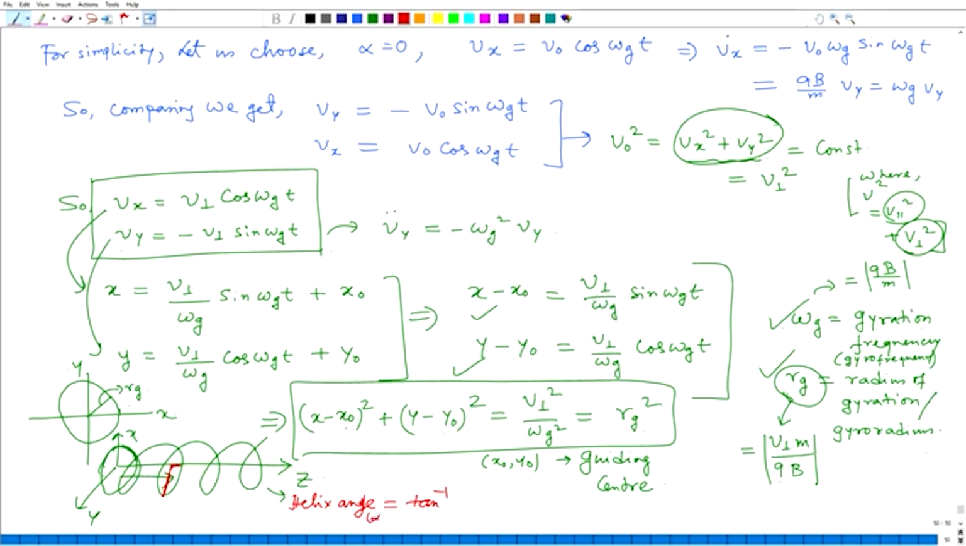The helix angle, which we can call alpha, is defined by tan inverse of v perpendicular by v parallel. In a sense this is a measure of the ratio of the perpendicular displacement to the parallel displacement in unit time. So, this is what it is all about, the trajectory under a constant magnetic field.